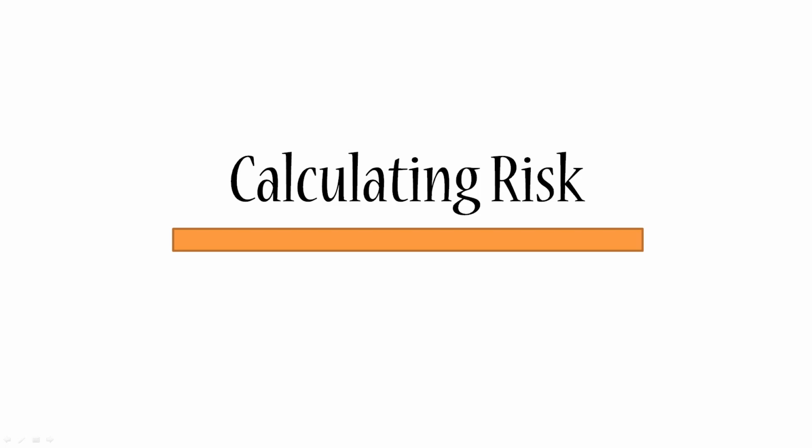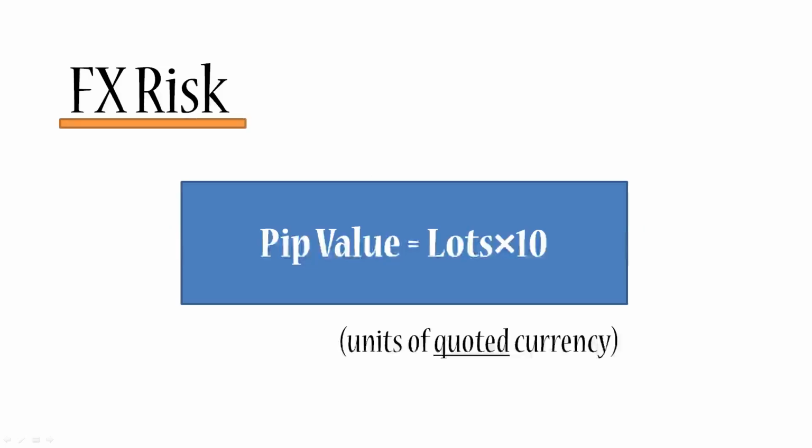Calculating risk. So this tutorial flows on directly from the previous one, and if you skipped the mathematics at the end of the previous tutorial, then not a worry, because right now I will show you the result that we got in the previous tutorial and we'll pick up from there. So the result that we got was that pip value is always equal to lots times 10 and is measured in units of quoted currency.